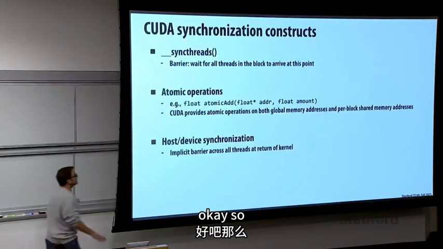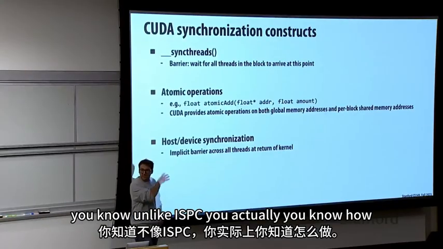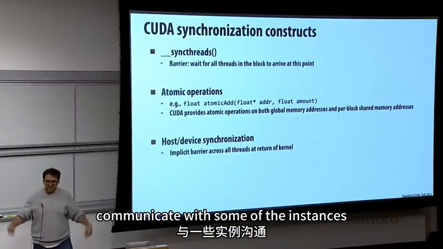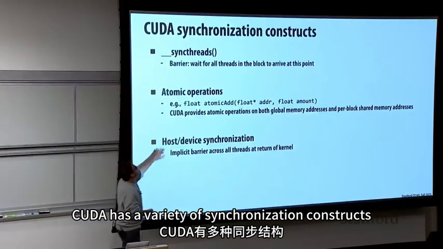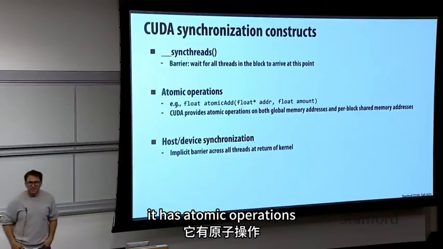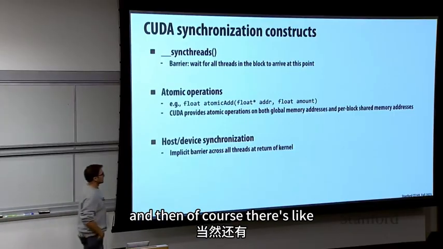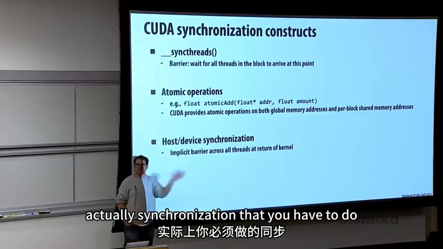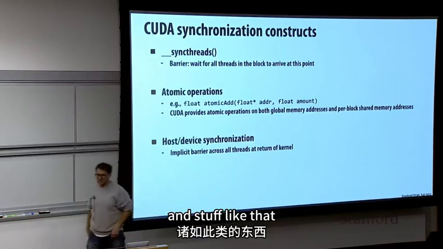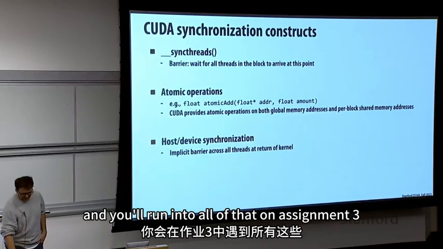Okay, so unlike ISPC, which had those cross-lane operations to communicate between instances, CUDA has a variety of synchronization constructs. It has a per-thread block barrier, it has atomic operations, and then of course there's synchronization you have to do between the host and the device, like start these CUDA threads, wait for them to be done, and stuff like that. And you'll run into all of that on assignment 3.